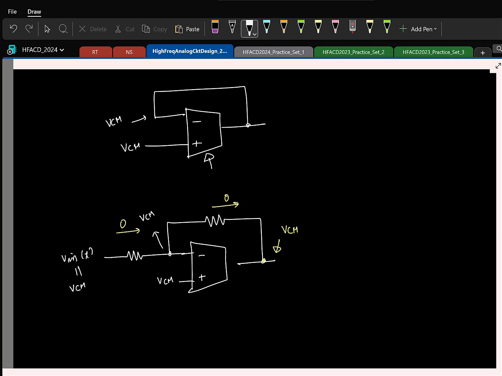Yeah, the negative feedback you are having around the OTA is what is responsible for biasing the output properly. And the thing to notice, this negative feedback is present at DC, right? So this DC negative feedback is what sets the output bias.